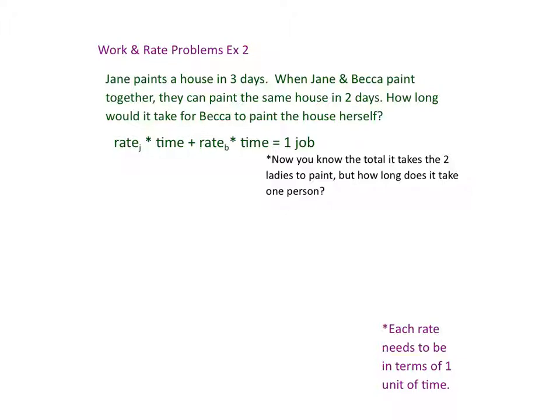So let's take a look here at Jane. The rate of Jane is that she can paint the house in 3 days. We know it takes the 2 together 2 hours, so I'm going to say times 2. Plus, we don't know the rate of Becca, so we'll call that B, and then it takes them again 2 hours to work together, and that equals 1 job.